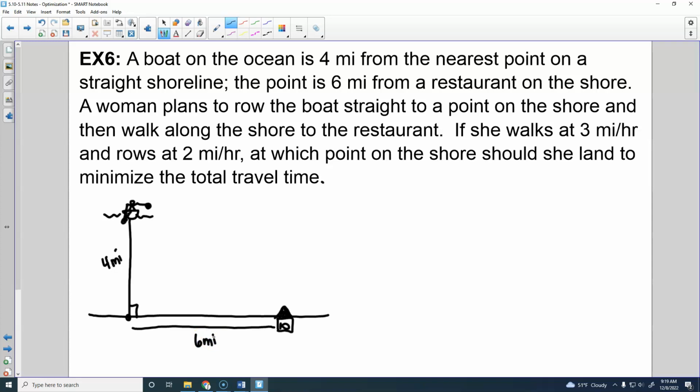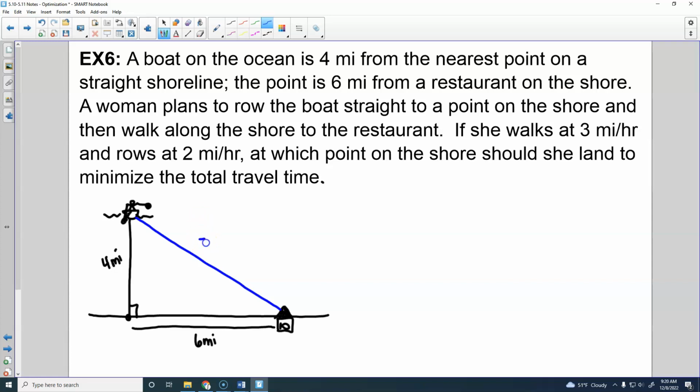So, I'm going to consider 3 options. Okay? The shortest distance for her to travel is for her just to row straight to the restaurant. Don't walk at all. Just row straight there. Right? That's going to be the shortest distance. So if we did Pythagorean theorem there, and this will be calculator active, we got 4 squared plus 6 squared, and the square root is going to be 7.211.